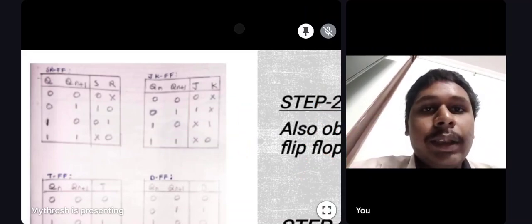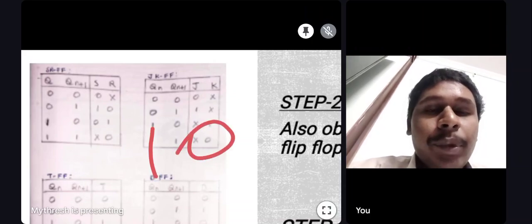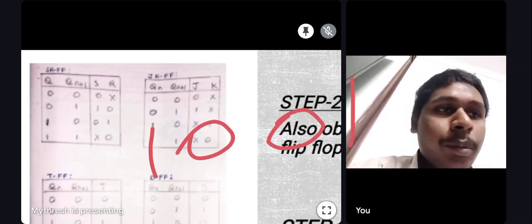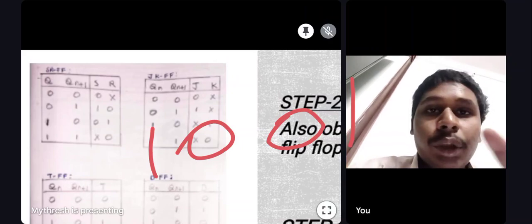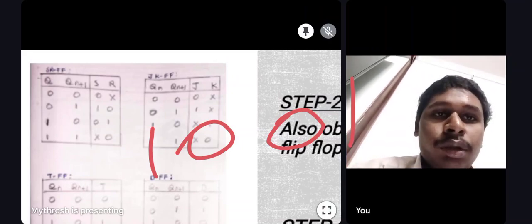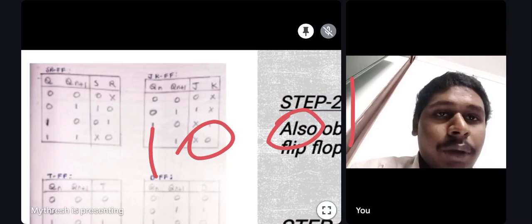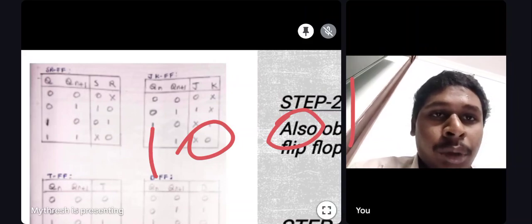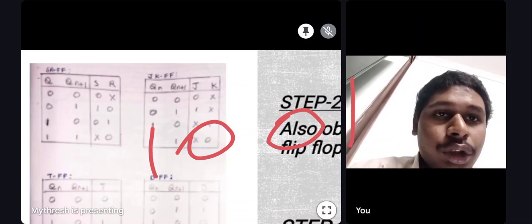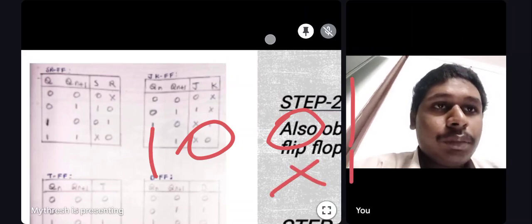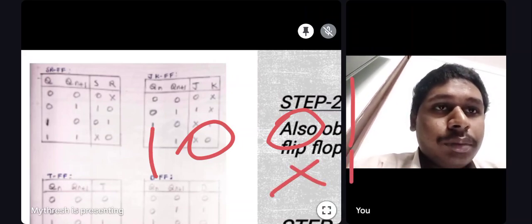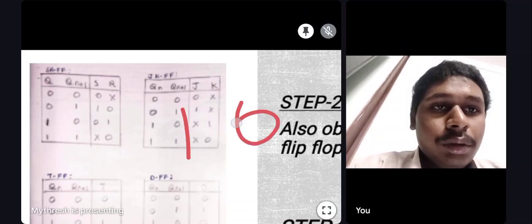So let us see the next condition, that is 1 0. SR becomes 0 1 for present state 1 and next state 0. In the JK flip-flop, if the present state is 1 and the next state is 0, then it becomes don't care 1. That is like this.